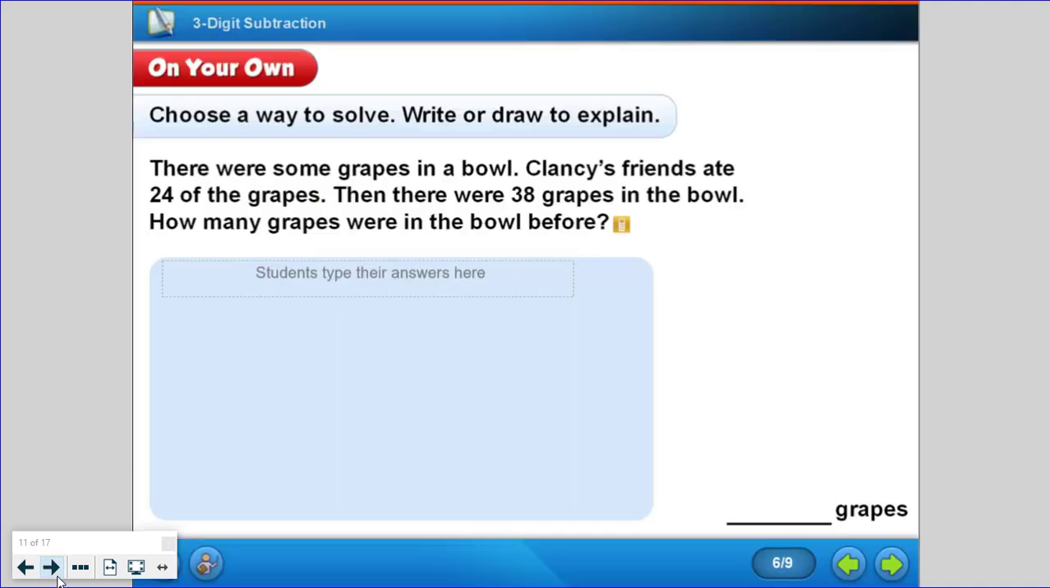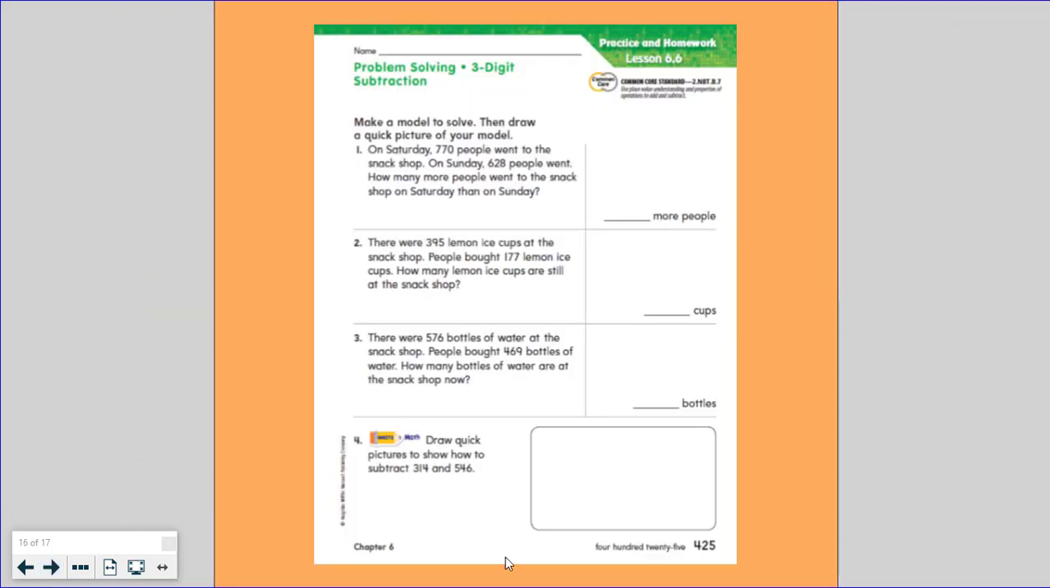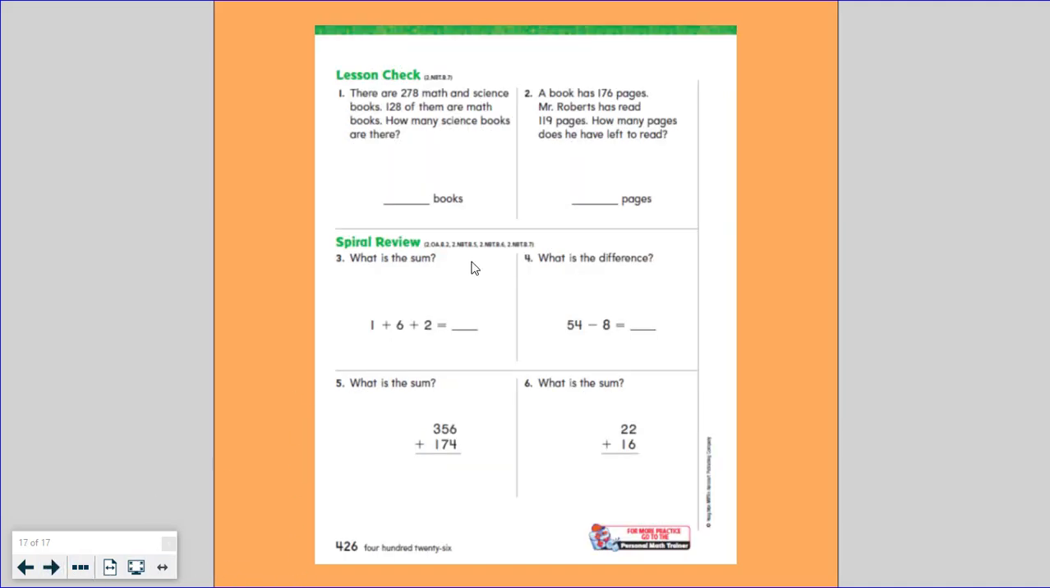Alright, nice job. So on to the homework pages. You need to do these 4 problems. Okay. And the 6 problems on the back that are review. Alright, good luck.